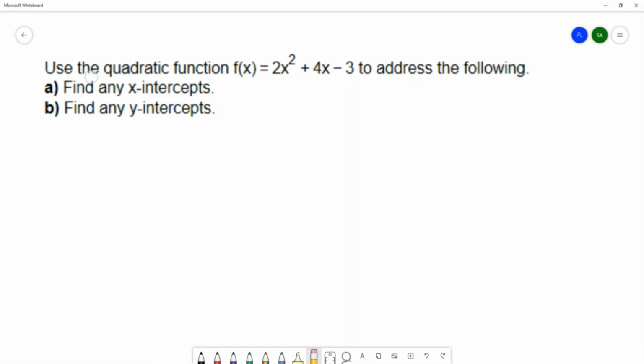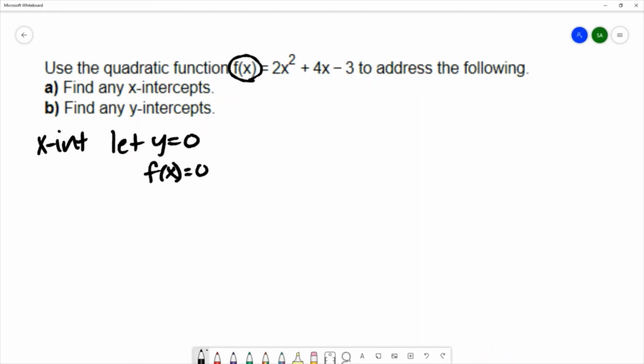In this question it says, use the quadratic function f of x equals 2x squared plus 4x minus 3 to address the following. We want to find any x-intercepts and find any y-intercepts. So I'll start with finding x-intercepts. To find an x-intercept, you're going to let y equal 0. Because it's an x-intercept, it's going to be on top of the x-axis, and the y-coordinate has to be 0. And in our function, f of x is standing for y, so we're going to substitute in 0 for f of x. That gives me 0 equals 2x squared plus 4x minus 3.